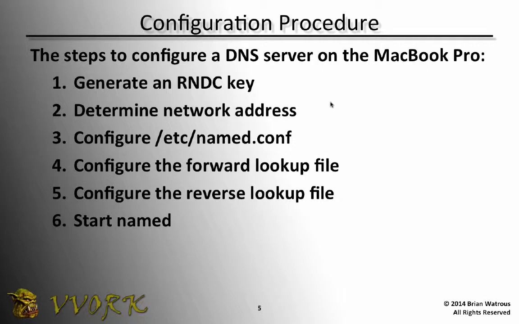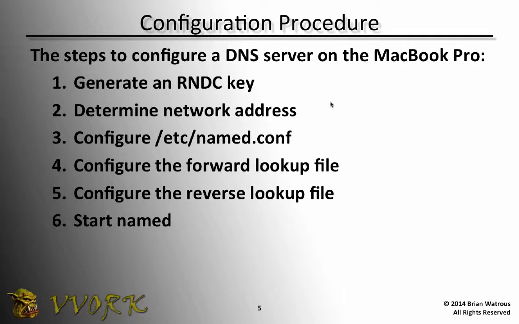Anyways, to set up a DNS server on my MacBook Pro, there were essentially 6 steps I had to go through. 1, I had to generate an RNDC key. I'll tell you what that is in a moment. 2, I had to find out what the network address was that Fusion was assigning to my virtual machines. 3, I had to configure the /etc/named.conf file. That's the main configuration file for DNS.